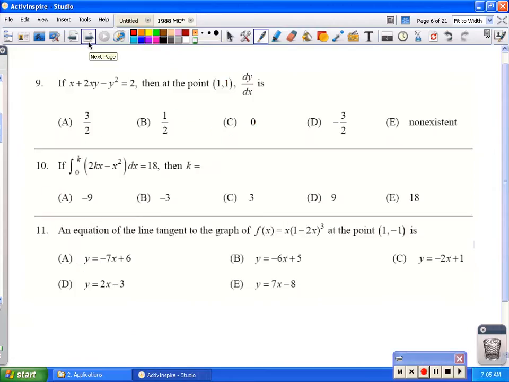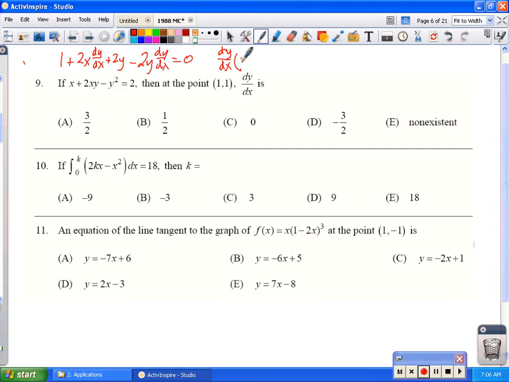Number 9, we're going to find the derivative by implicit differentiation, and then we're going to evaluate it at (1, 1). So if we find the derivative of x, that is 1. Here we're going to have the product rule: first times the derivative of the second, plus the second times the derivative of the first, minus 2y dy/dx is equal to 0. I'm going to get the dy/dx's on one side and factor out dy/dx.